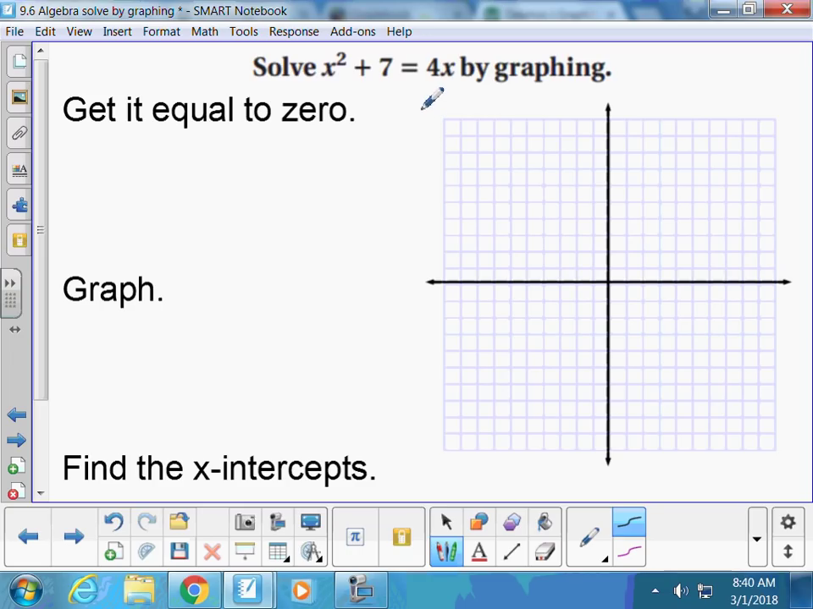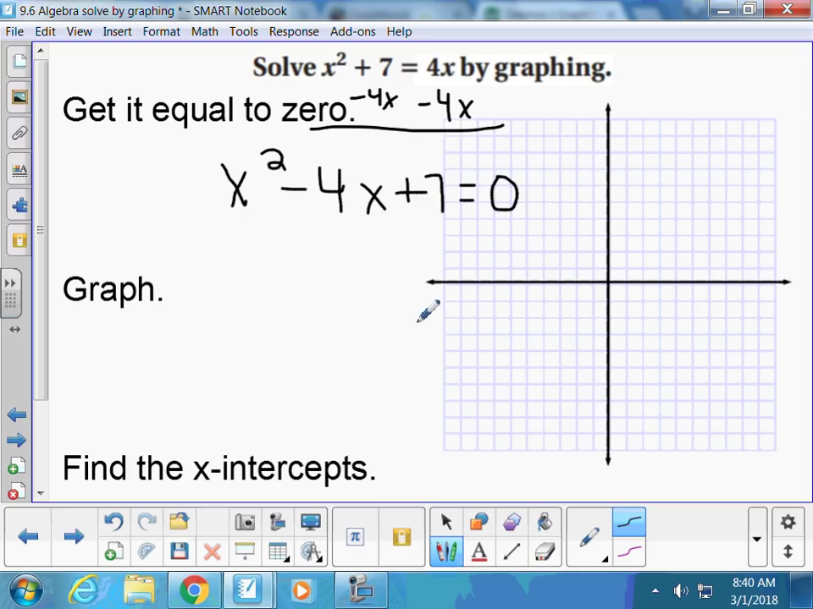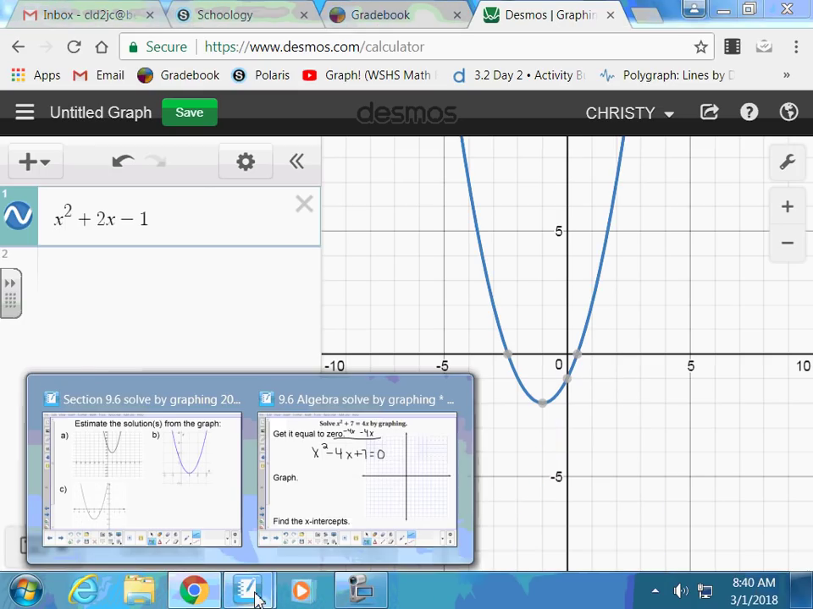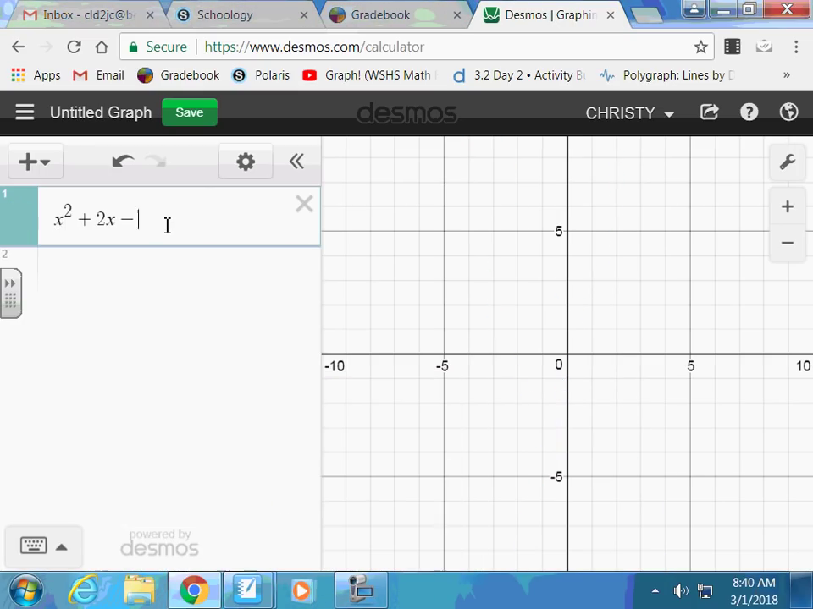We're going to start by subtracting our 4x over. That is not going to be able to combine with any of our other terms. So we'll have x squared minus 4x plus 7 equals 0. Since now we are equal to 0, we are ready to type this in and see what the graph looks like. It was x squared minus 4x plus 7.